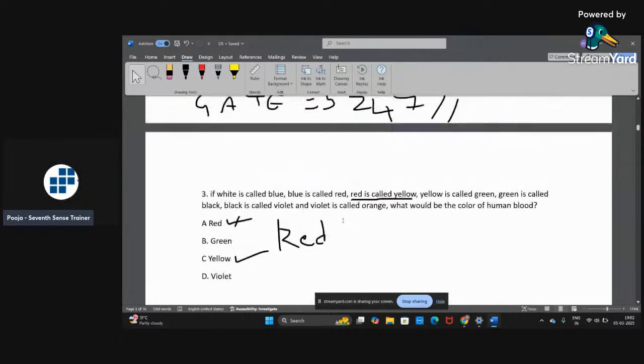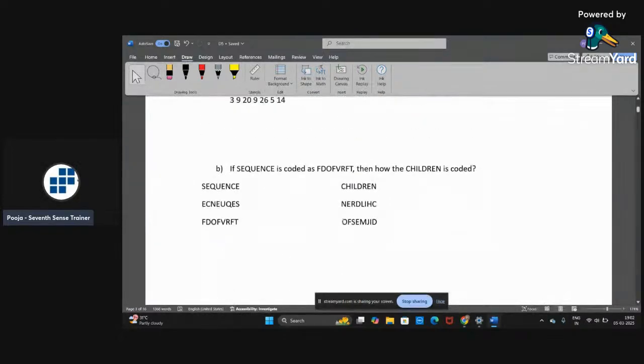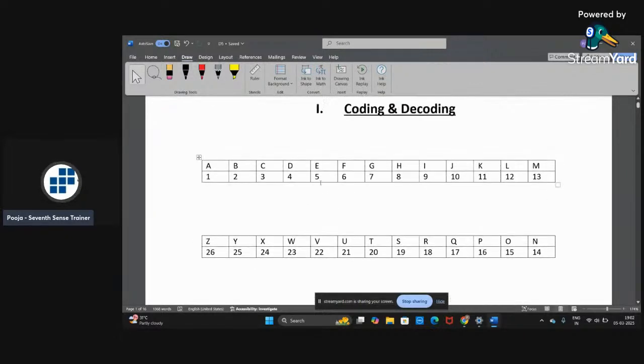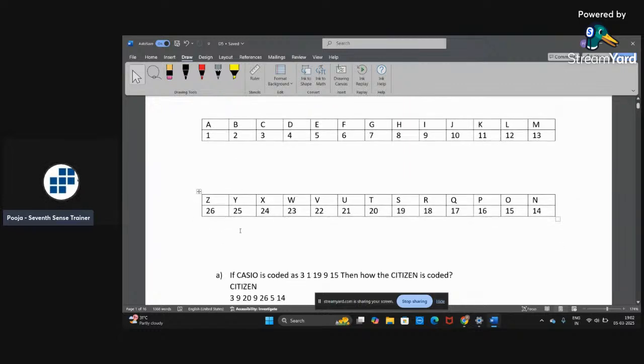Okay, I'll explain all the steps which I have done once again. Just listen to it once. Here in coding and decoding, each letter is assigned with a number in ascending order, like 1, 2, 3, 4, 5, 6, 7, 8. Because totally we have 26 alphabets and each alphabet is assigned a number from 1 to 26.